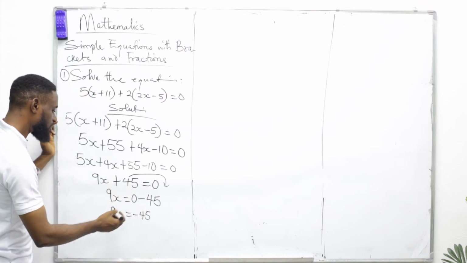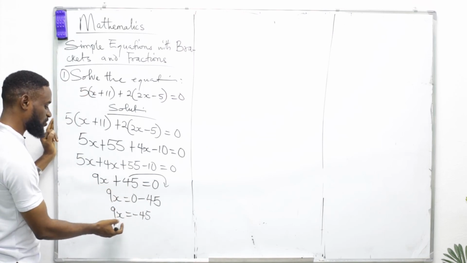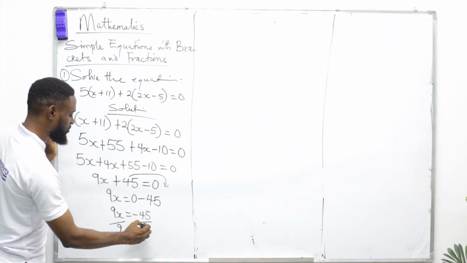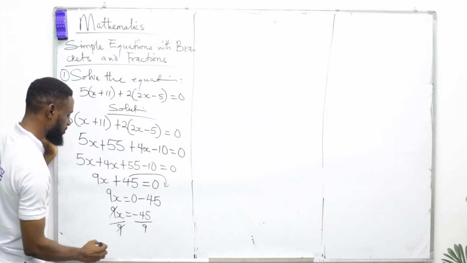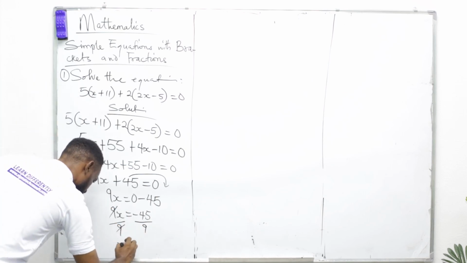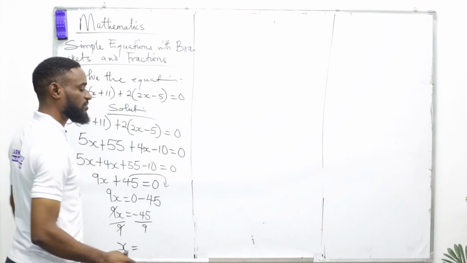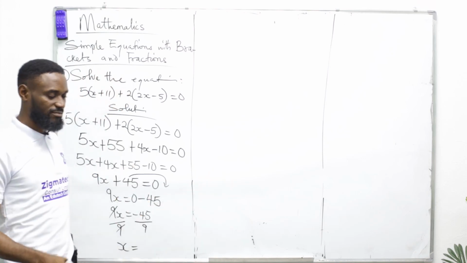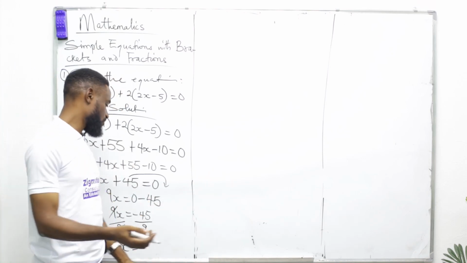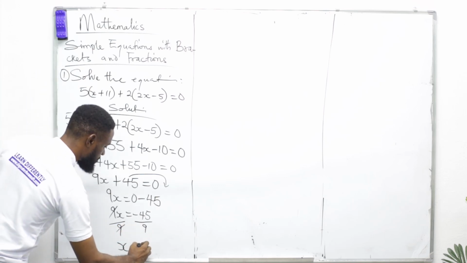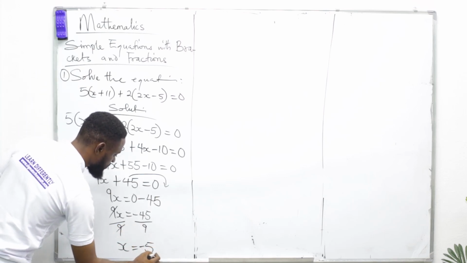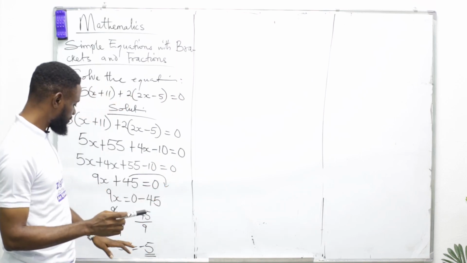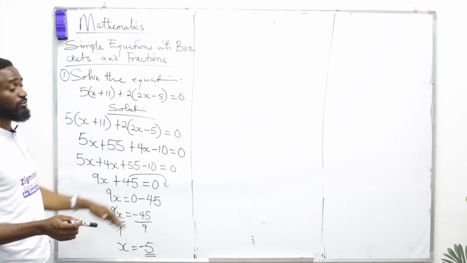So this will now mean divide both sides by the coefficient of x. This is 9x over 9, then minus 45 over 9. So this cancels this. We have x now equal to minus 45 divided by 9. Okay, that is 9 times 5, 9 times 5 is 45. Okay, so the answer is minus 5. Do you get that now? Okay, so this is what the value of x is. This is how to solve this particular equation.